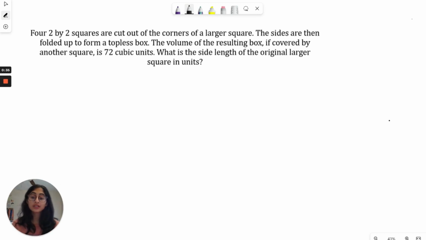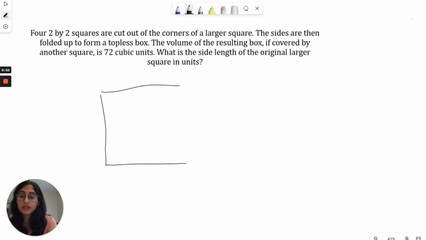Now, looking at this, you might feel like it's really unapproachable. You don't know where to start. But for any question like this, the best way to start is definitely just drawing it out, right? So we have originally a larger square. We're looking for the side length of this larger square. And so there are four 2x2 squares that are cut out of each of these corners.